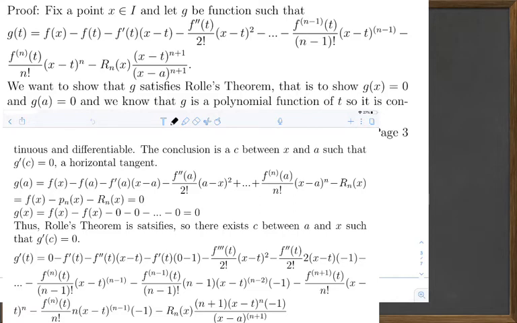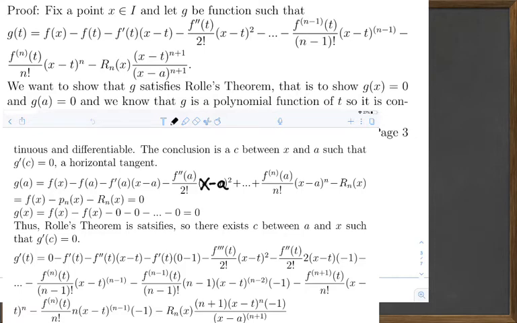So if we evaluate the function at g of a, you're going to have f of x minus f of a minus f prime of a times x minus a minus f double prime of a over 2 factorial, and this should say x minus a, not a minus x, all the way out to the nth derivative of f evaluated at a over n factorial times x minus a, minus the nth remainder.